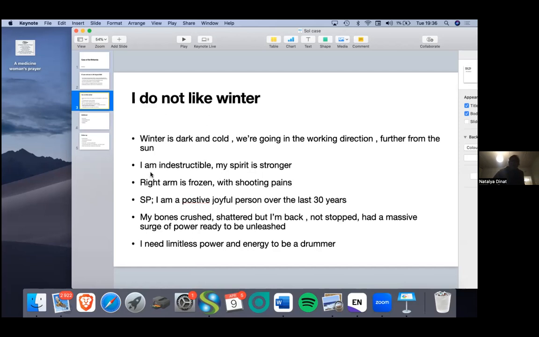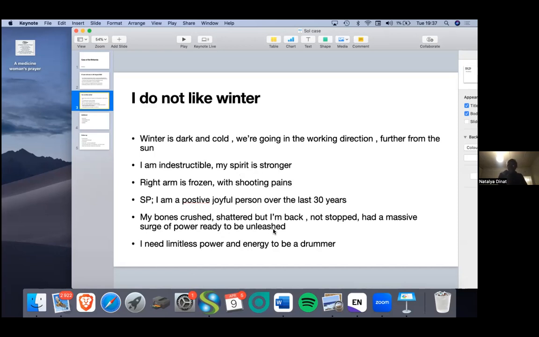He describes himself, I'm indestructible. This is like how he copes with his broken arm. My spirit is stronger. So I think he meant his spirit is indestructible. His right arm, he said, is frozen with shooting pains. And then spontaneously again, he says, I'm a positive, joyful person, and I've been so for the past 30 years. My bones were crushed and shattered, but I'm back. I haven't stopped. I've had a massive surge of power, and I'm ready to be unleashed.